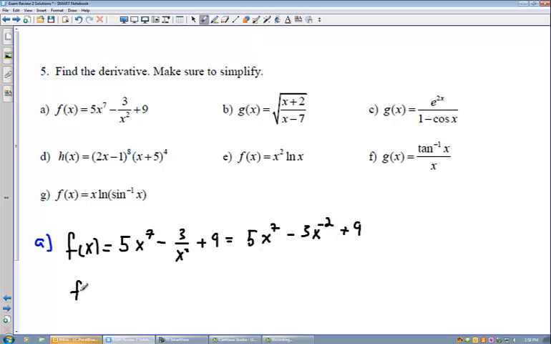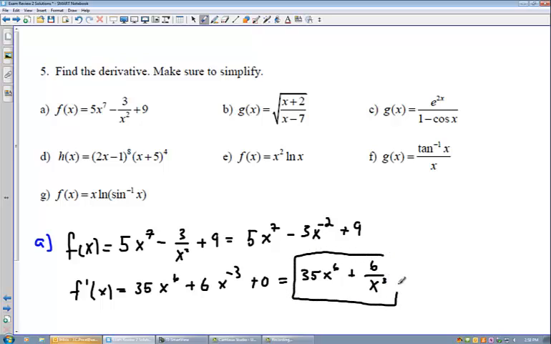And so then I take its derivative, f prime of x. These are just nice power rules. So the 7 comes down. So we have 5 times 7, which is 35, x to the 6. Now my negative 2 comes down, and negative 2 times negative 3 is a positive 6, x to the minus 2 minus 1, so negative 3. And then plus 0. And so this is equal to 35x to the 6 plus 6 divided by x cubed. So that's the answer for the first one.